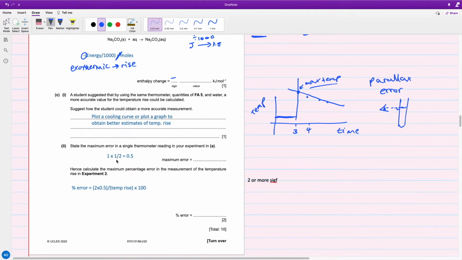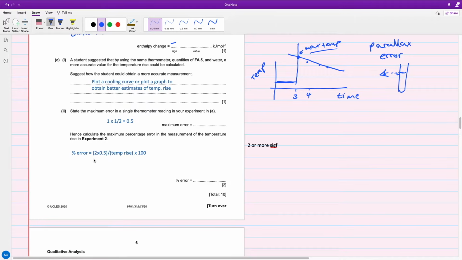The division is by 1. The difference between each division is 1 multiplied by half, so that's 0.5. To get the percentage error, we read the thermometer twice, hence y is 2 times 0.5. You divide by the temperature rise, multiply by 100, and that would give you your percentage error.